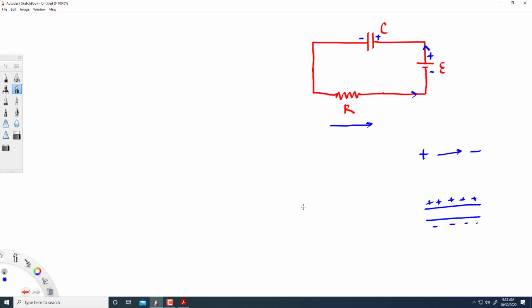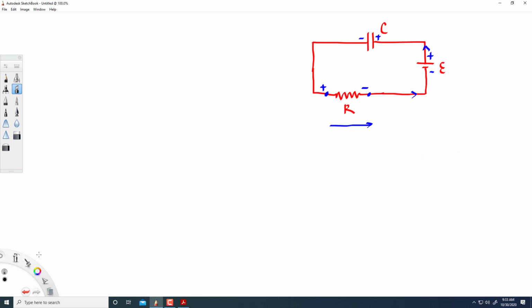Okay? That means this is the entry point, and that's the exit point. And we know the entry point is positive and the exit point is negative. Okay, that's what we used last time. So we got the signs for all the components. Now let's look at the second question.